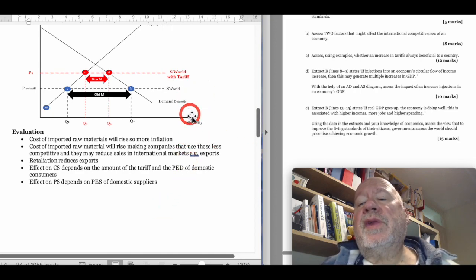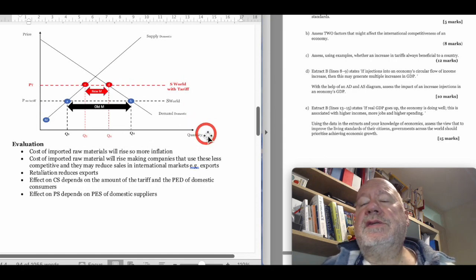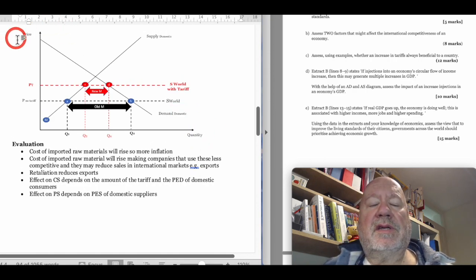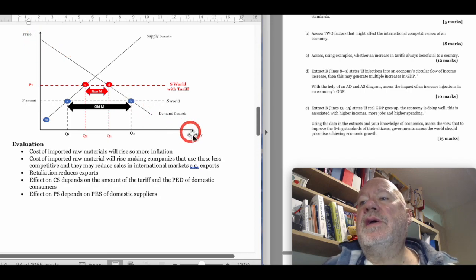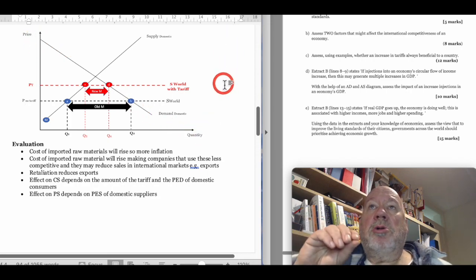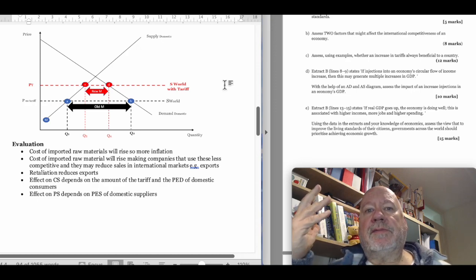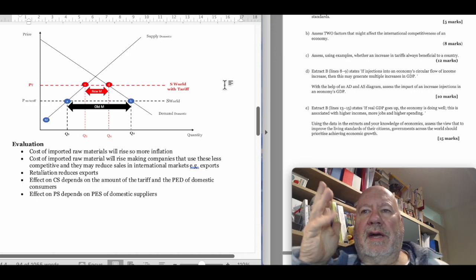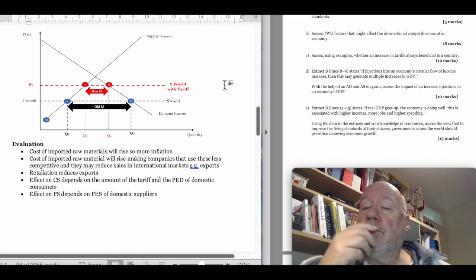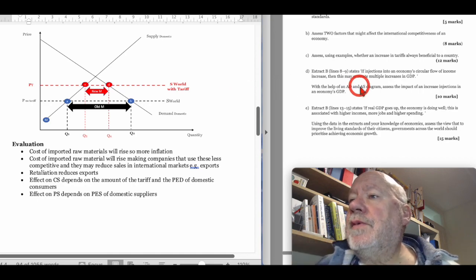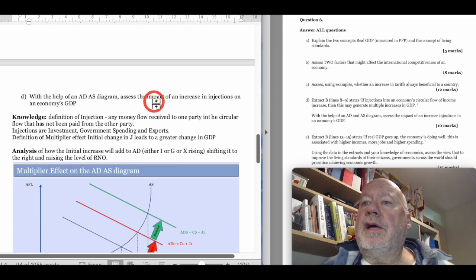Please remember, this is a particular market. This is not real output and average price level here. Some are making that mistake. It's an actual market. It's the market for cheese or something like that that we're looking at here. It's a microeconomic market. So hopefully that's useful for you.